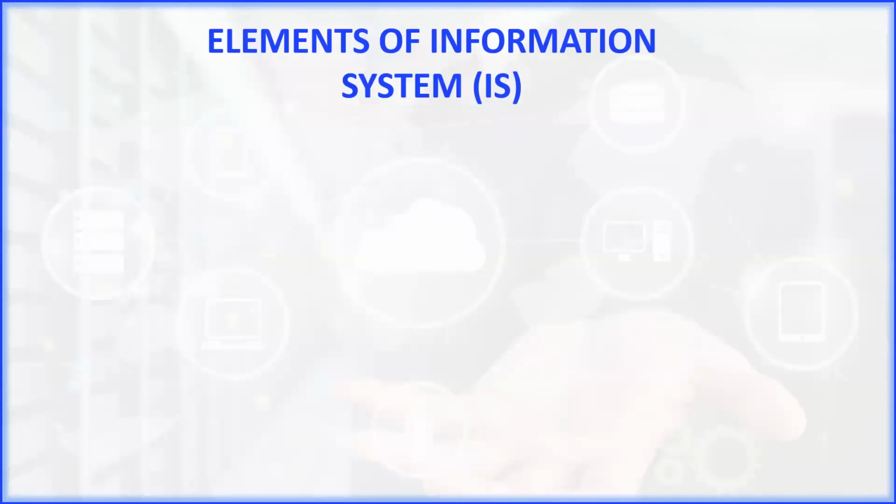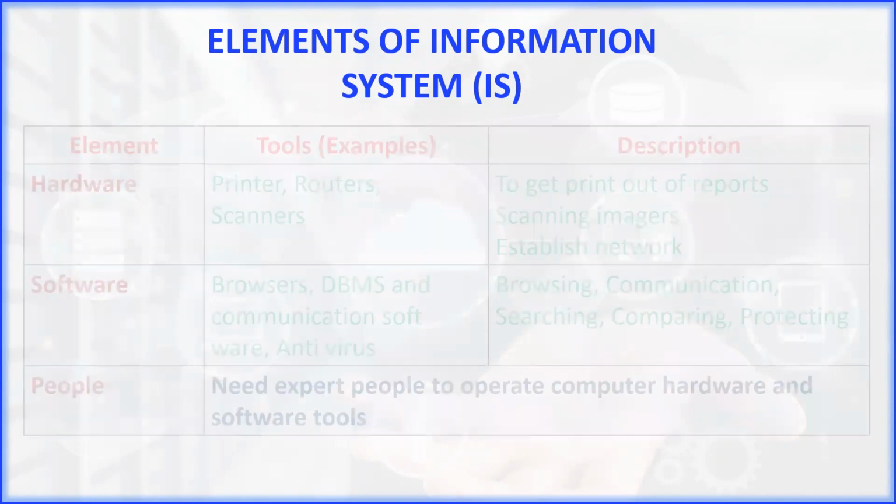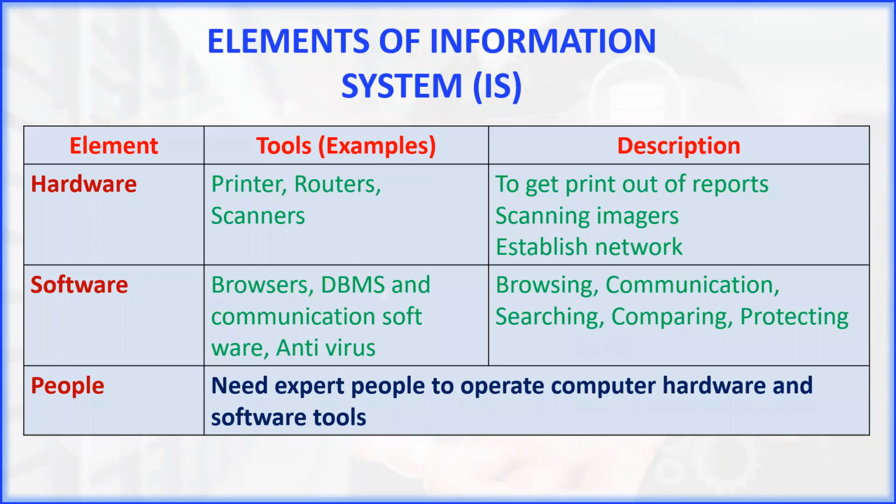All of the elements that we learned under system are available with the information system also. But in addition to that, you have to identify some extra elements. Now we are going to identify these extra elements that come with the information system. Look here, you can find some extra elements in this table.